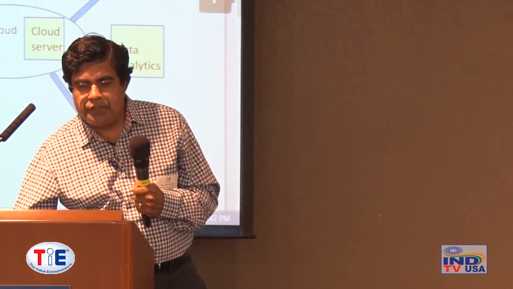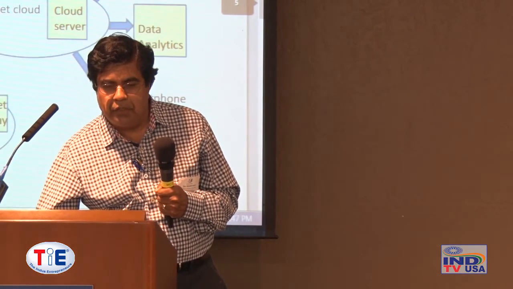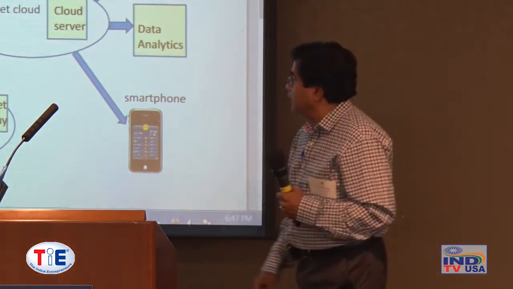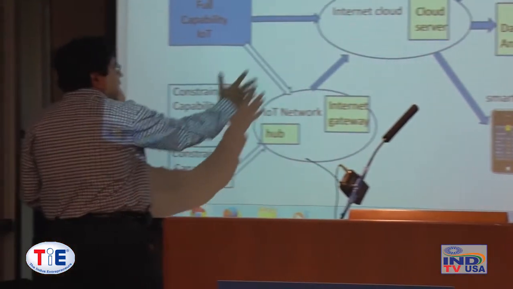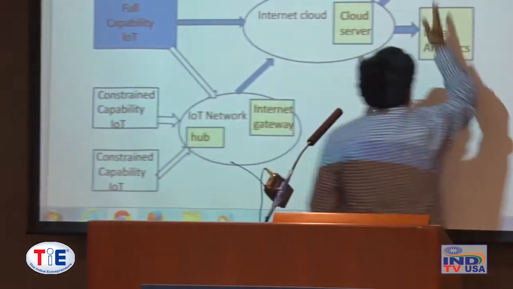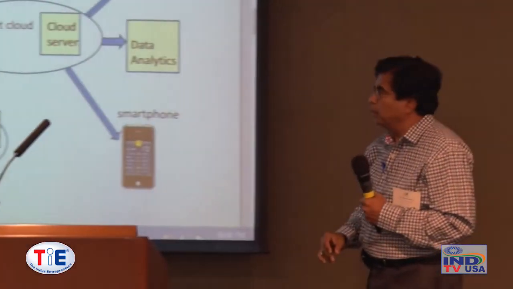Function-wise, it can be input or output, which we know about. Here is a simplified IoT system architecture. You can see that we start with the IoT level, then the internet, and then the user.